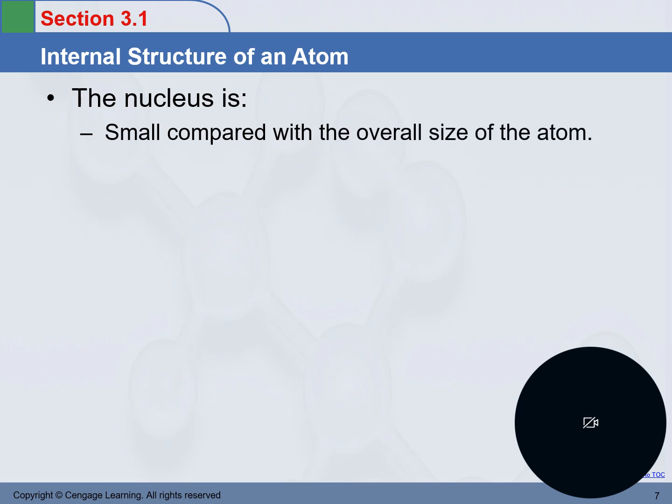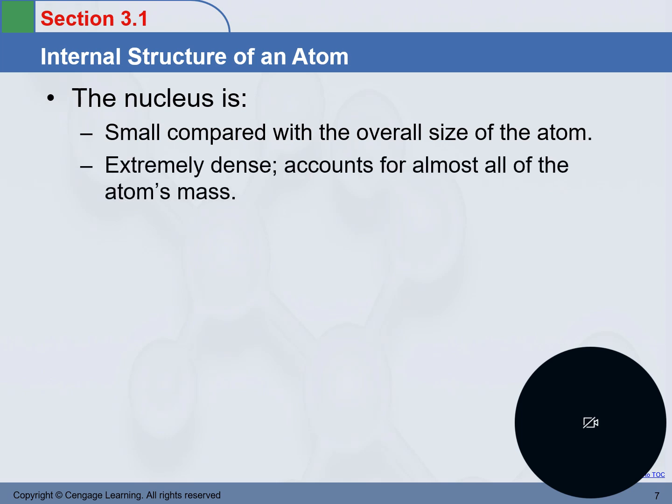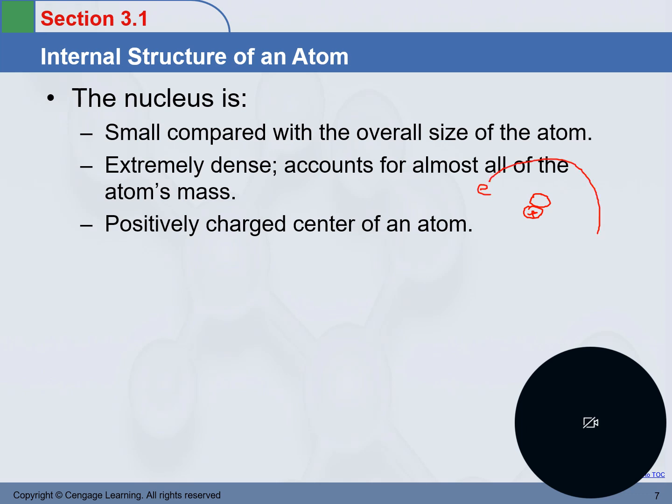The nucleus is composed of protons and neutrons. It's relatively small in comparison to the overall size of the atom. However, it's extremely dense and accounts for almost all of the mass. The nucleus is positively charged due to the fact that it has protons and neutrons. So a little circle with a positive, that's our proton. A little circle with nothing in it, that's our neutron. And then we have our electrons whizzing around here in some weird orbital shape. And I'll put a little minus sign by that electron.